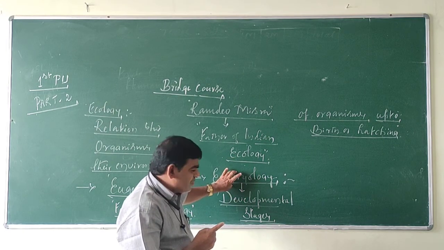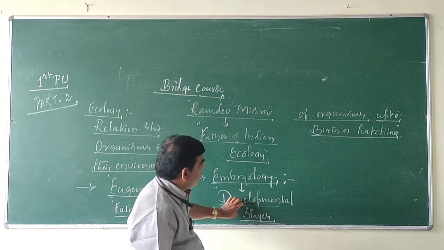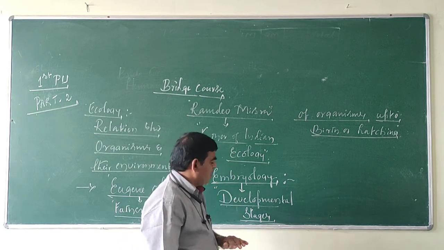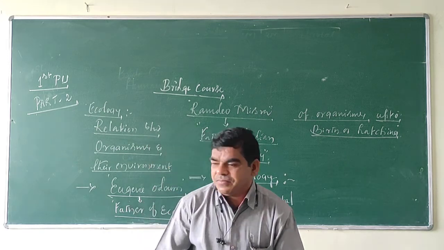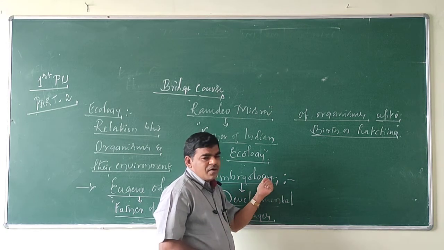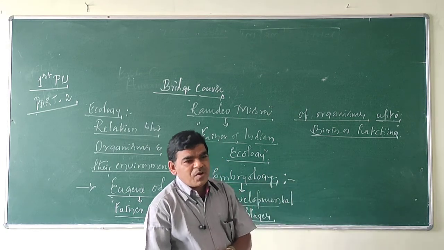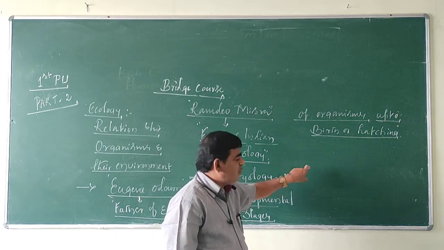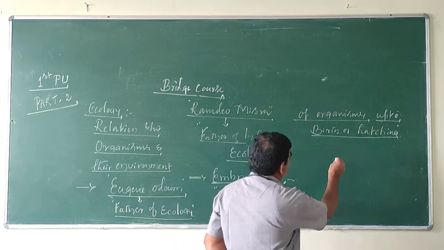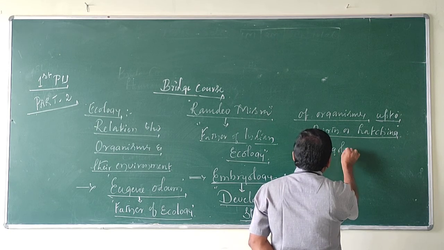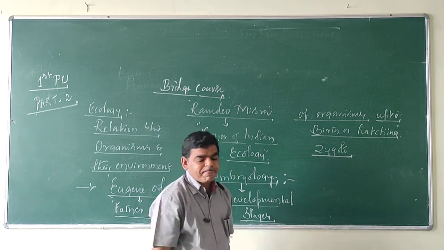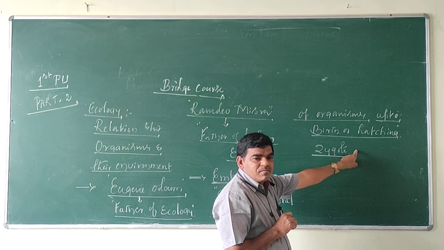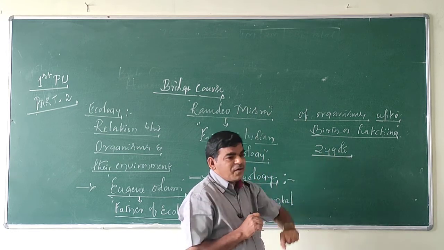Embryology deals with the developmental stages of any organism up to birth or hatching. At the time of fertilization, fusion of male and female gametes takes place. For example, in human reproduction, the male and female pronuclei fuse in the fallopian tube of the female reproductive system, which leads to the formation of the zygote.